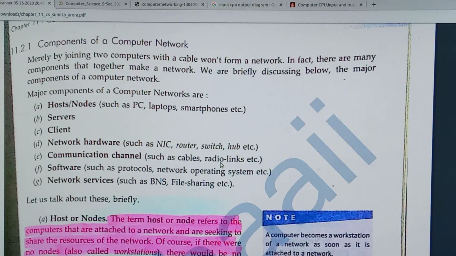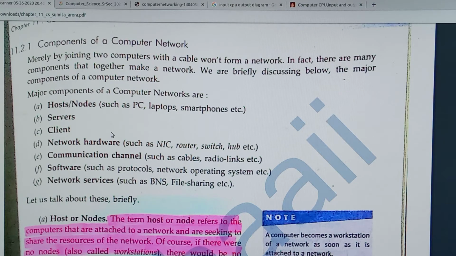So what are the different components of a computer network? They are listed here. The first one is called a host or node. The second is servers, then client, network hardware, communication channel, software, and network services. These are the main components of a computer network. If the question is what are the different components of a computer network, you need to explain all of these: host or nodes, servers, client, network hardware, communication channel, software, and network services. So we can study them one by one.